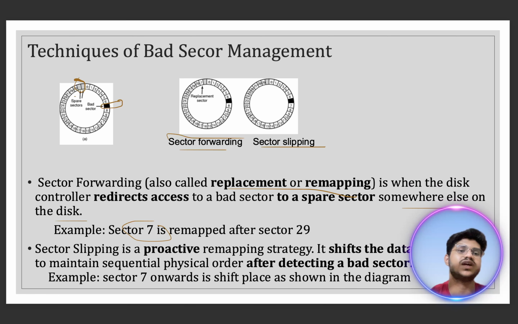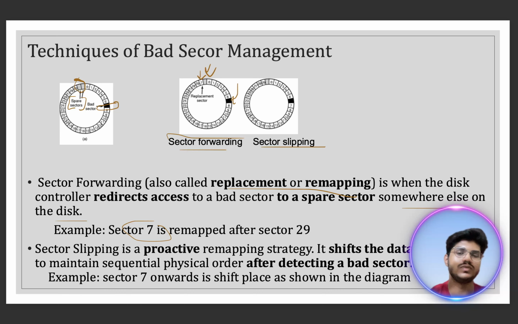That means if some sectors become unusable after a certain point of time, we can use spare sectors. So let's say this 7th sector has become unusable by some kind of physical damage, so then we will use one spare sector and make this the 7th sector. Okay, so from now onwards the 7th sector is not this one but this one.